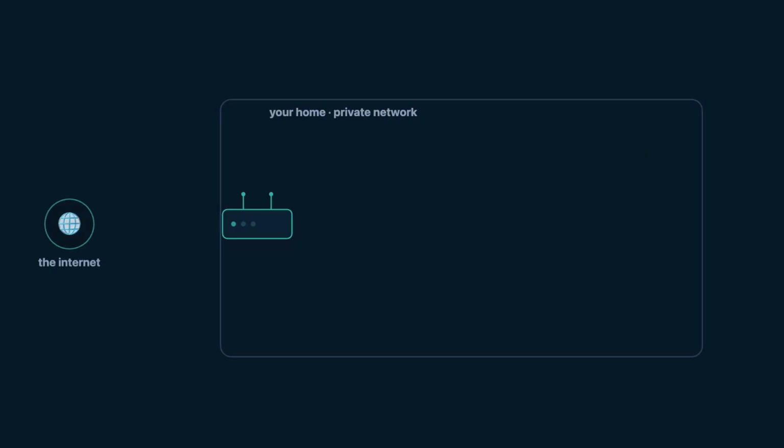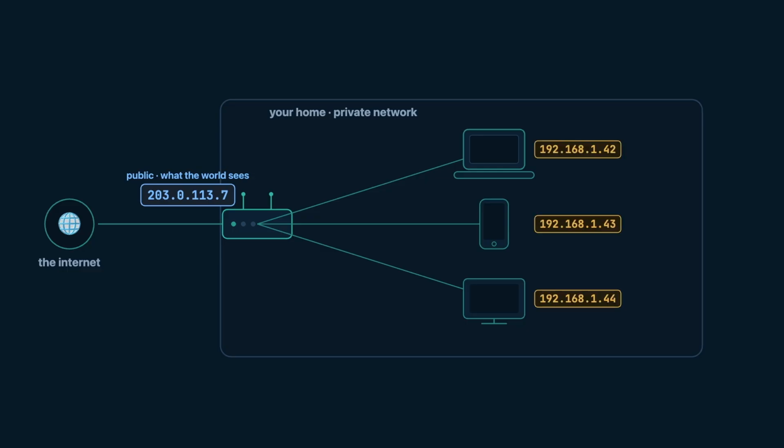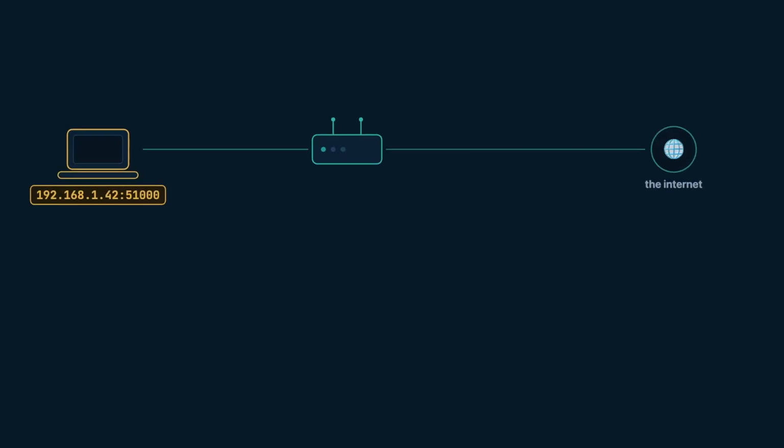Okay, now a twist most people never notice. Your whole home shows just one address to the outside world, and it belongs to your router, the public IP address. Inside, your laptop, your phone, your TV, they each get their own private IP address, and they all share that one public one. So how do replies find the right device inside?